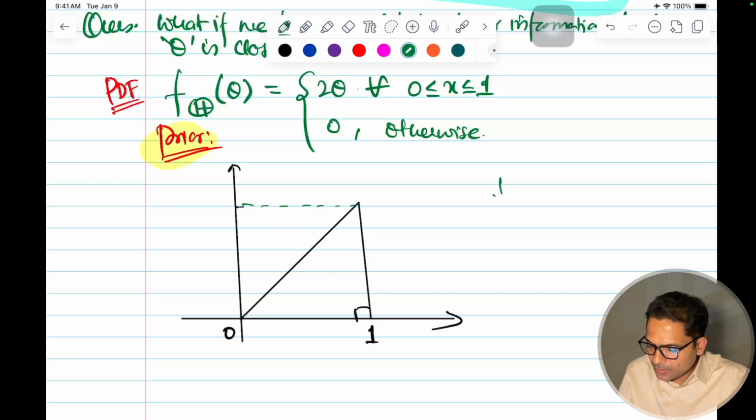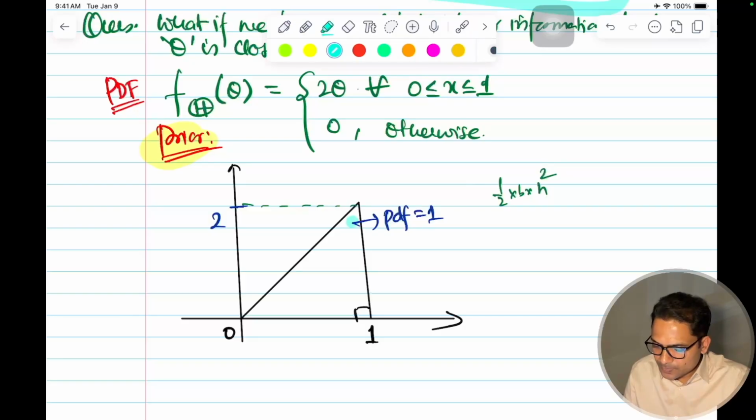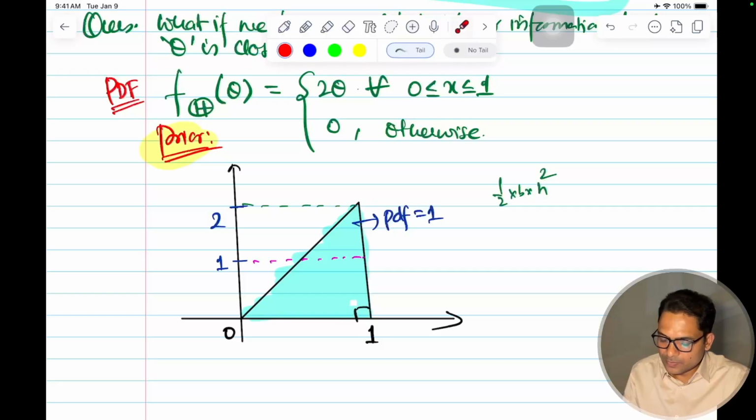The area should be 1. So the area is half into base into height, half into 1 into height. Half is 1 into height, so the height should be 2. The area under this curve will always be 1. But earlier, if you see, when this was uniform, this is 2, and this is, for example, 1. All the values, say for example this is the strip, right? What we did.